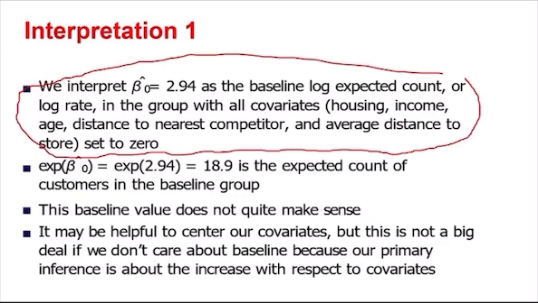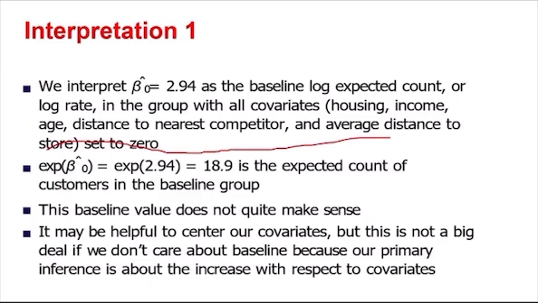Now, take a look at this. I know the client will not understand the first one, because when you interpret and say the log of something, they're like, what are you saying? They don't understand that. Then we exponentiate. I know the client will understand this. When you exponentiate, that gives you 18.9. Then you can say that is the expected count of customers in the baseline group. That is the number of customers the store is expecting when every predictor is zero. That makes sense in a way.